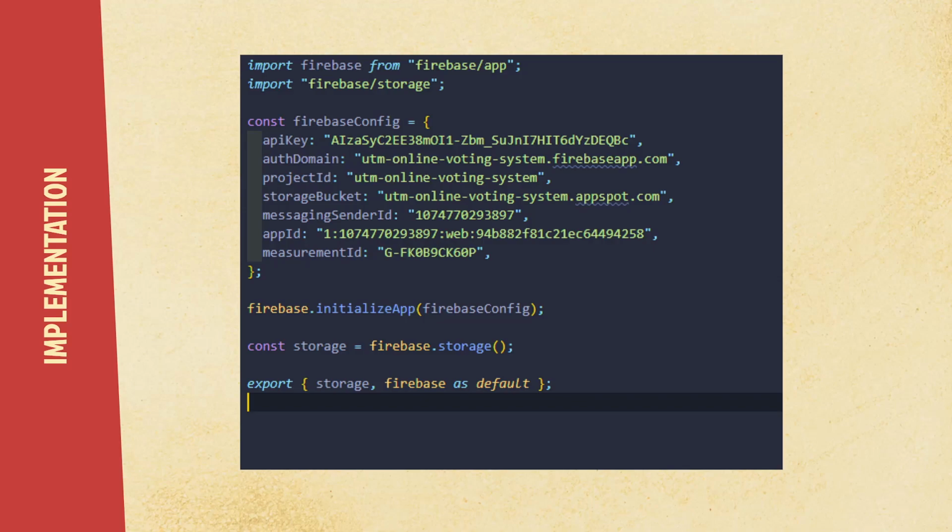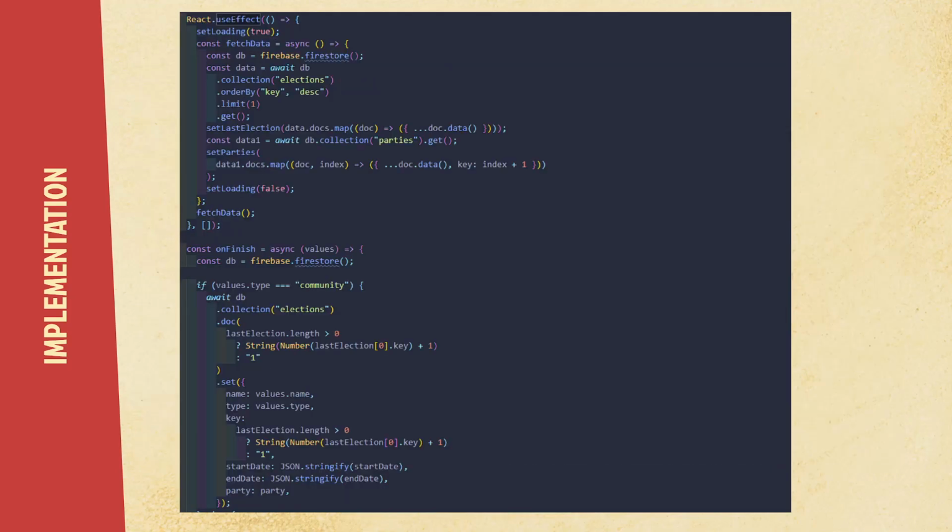And for the implementation part, that's how we implement the Firebase database in our system. Next is implementing add new election. This is a sample code for creating an election, and this is a sample code for after creating an election, how the data will be fetched and how the data will be stored on the data page.